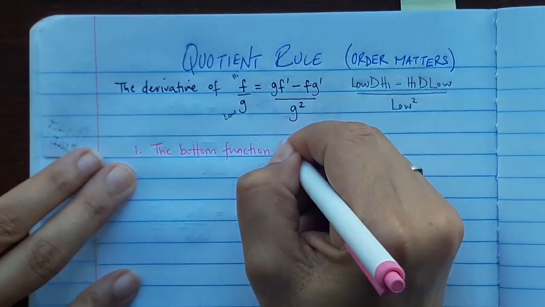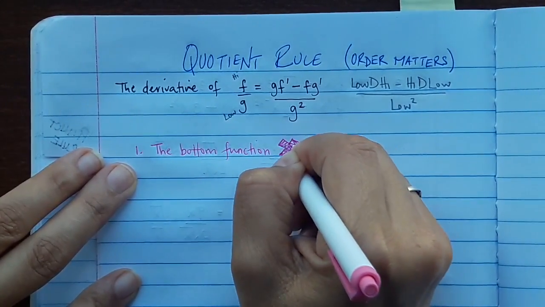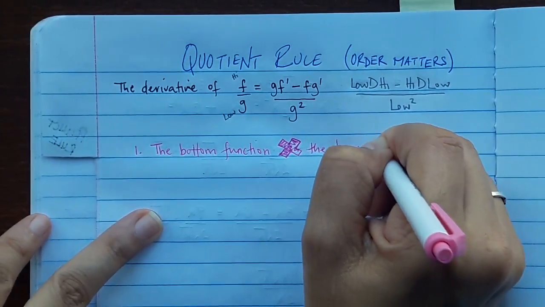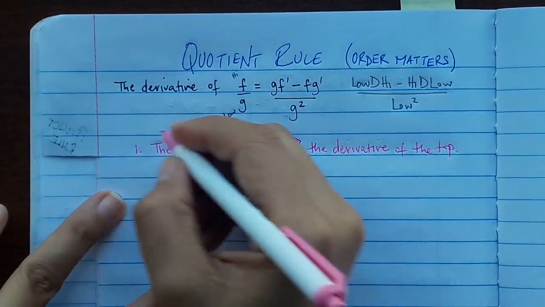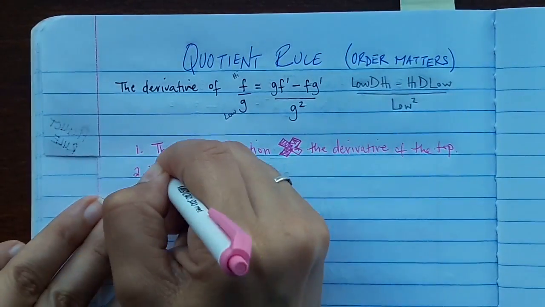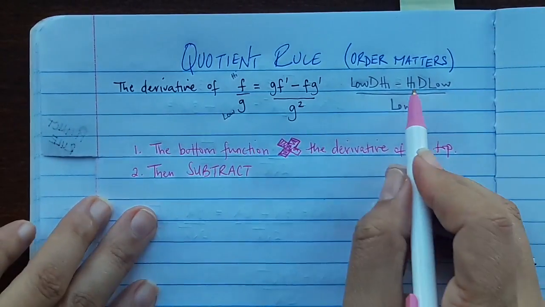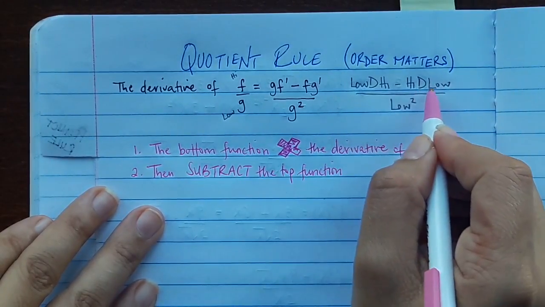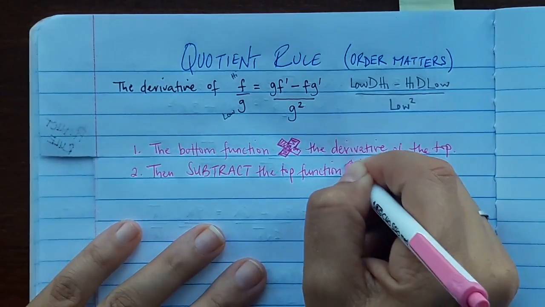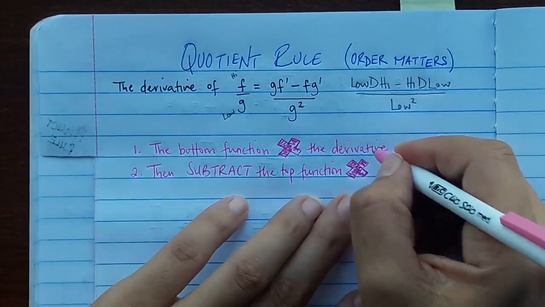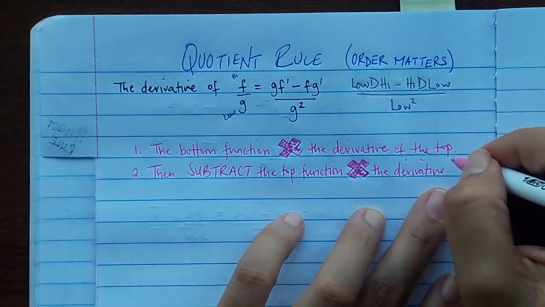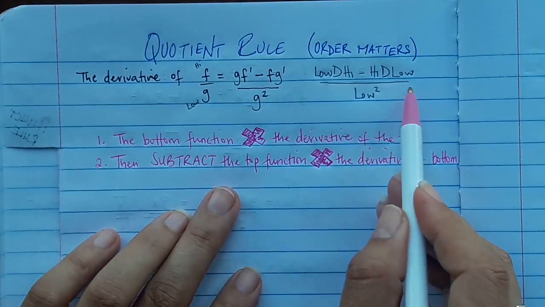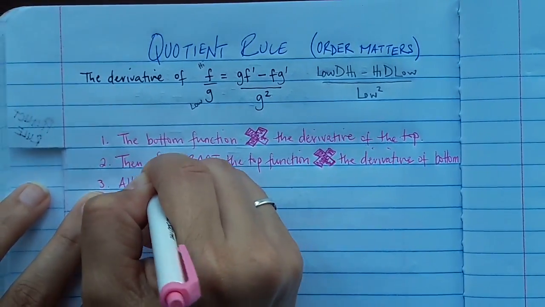So again, we're going to say what this means. The bottom function times the derivative of the top function, low d high, so low times the derivative of high, minus, so then subtract the top function, because it says high d low, so high, which is the top function, times the derivative of the low function, so times the derivative of the bottom, all over the bottom function squared. So low d high minus high d low over low squared.